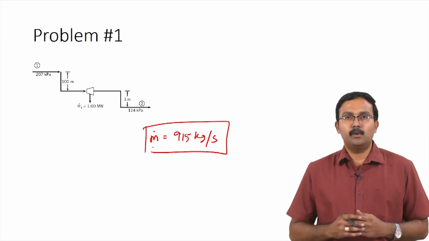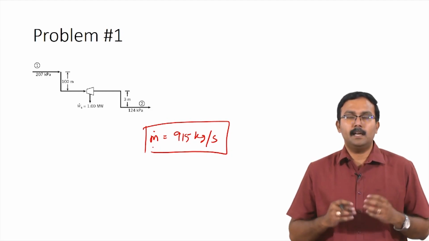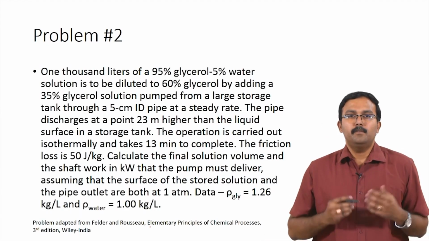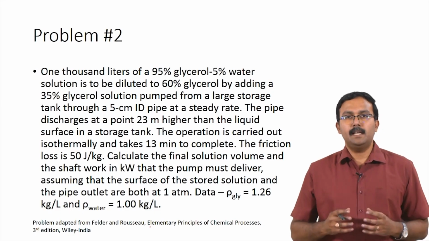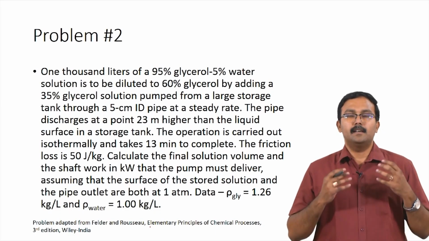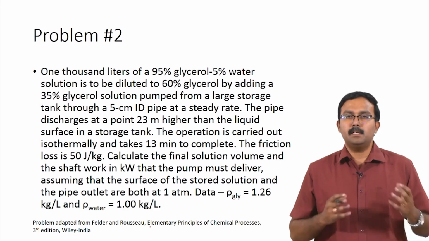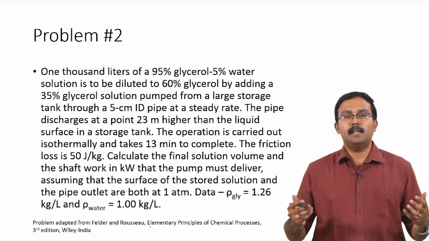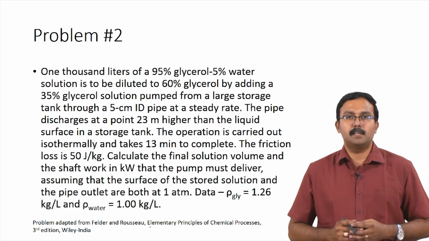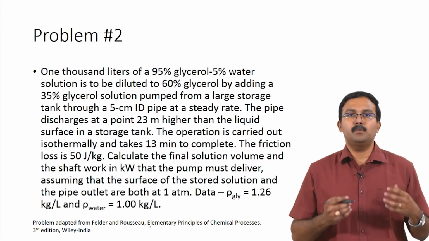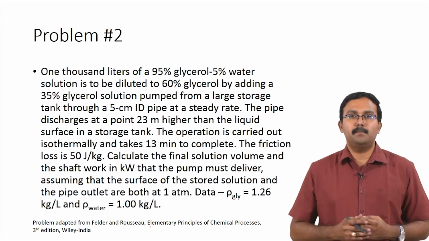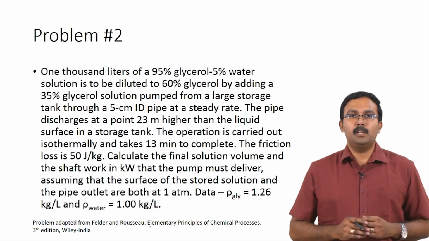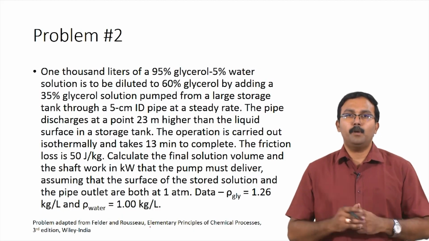Let us look at another tutorial problem to help us fully understand and get into the habit of solving mechanical energy balance calculations. In this problem we have been given a mixture which contains glycerol and water, and we have also been told that the volume of this mixture is 1000 liters, and we need to finally prepare a mixture which would be containing 60% glycerol instead of 95% glycerol. So, for identifying how much would be the mass of each of these components which have to be fed, we first need to know the density of these mixtures. We only have the volumes and we have the densities for the pure components.